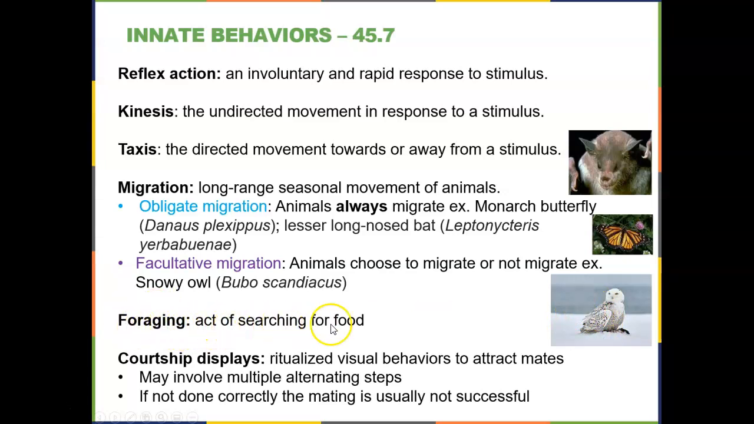So this is the act of searching for food. This is built into the DNA to search out food sources. And courtship displays. So these are visual behaviors to attract mates. Again, baked into the genetics. They may involve multiple alternating steps of behavior. And if not done correctly, then the mating may not be successful. If there's, say, a ritual dance that's done by a male bird, and it's not done correctly, then the female may not be willing to mate with that male.